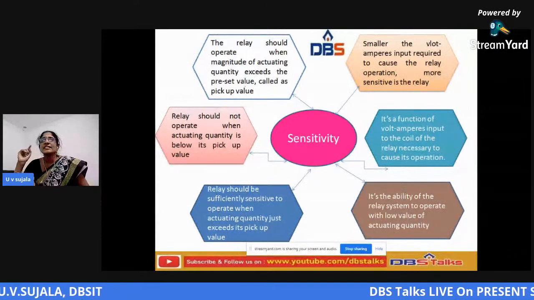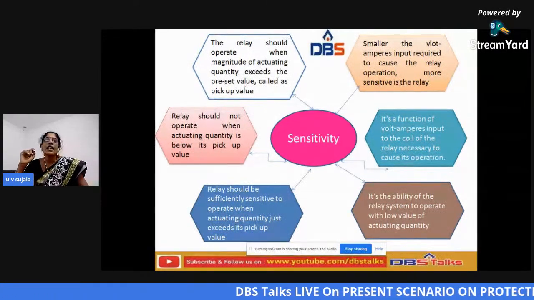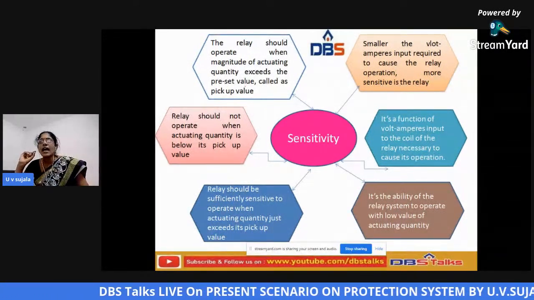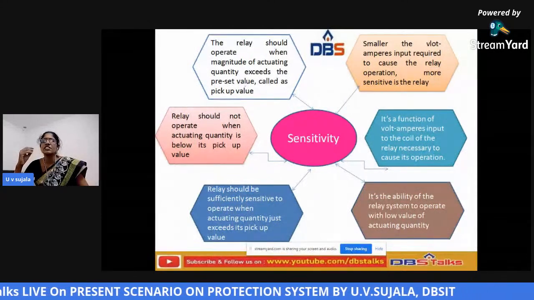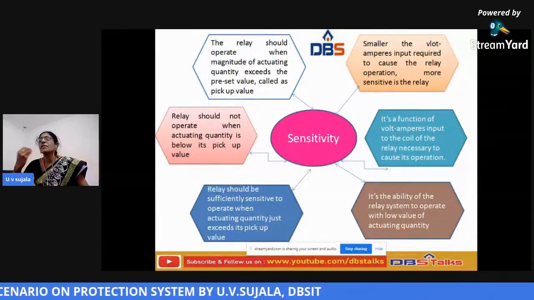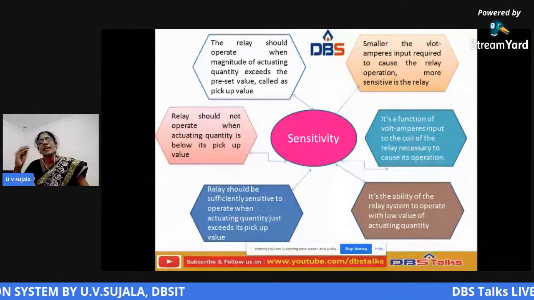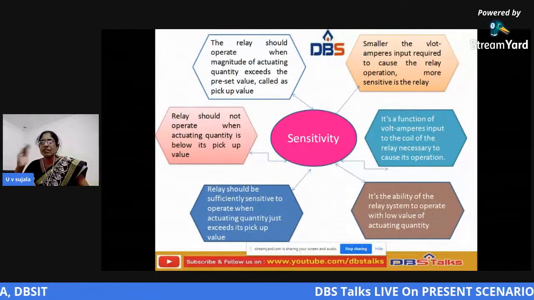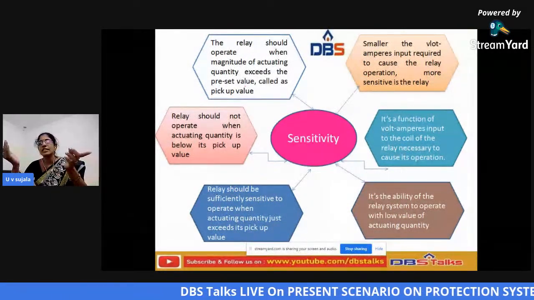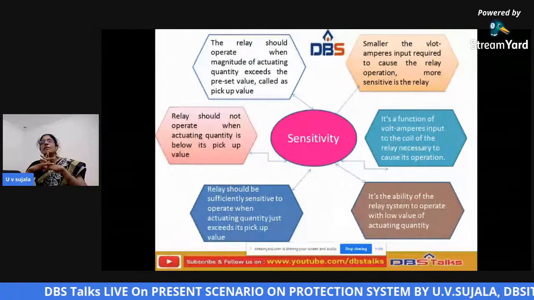It is sensitive to operate when the actuating quantity just exceeds its pickup. Just as it is 5, when it exceeds to 5.5 or 6, then only it will operate. The relay operates and sends the signal to the circuit breaker. Then it will operate.